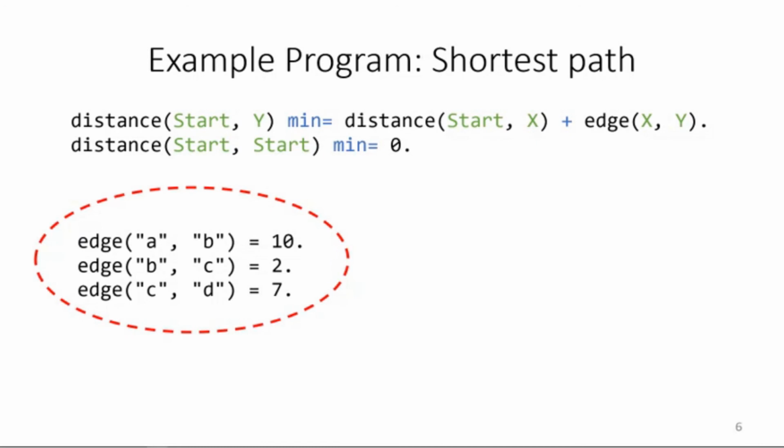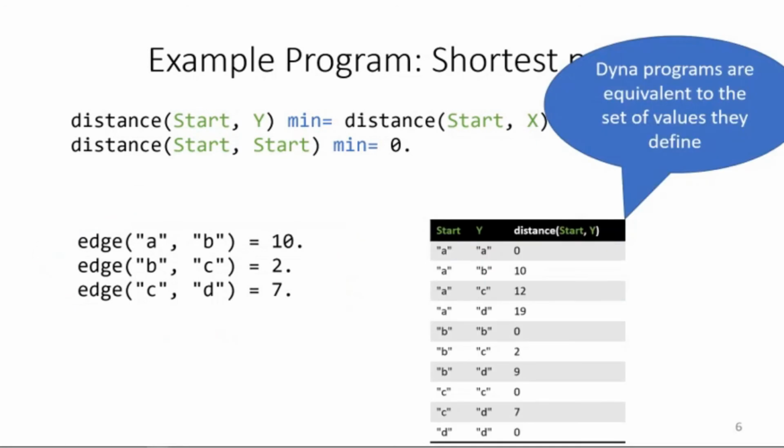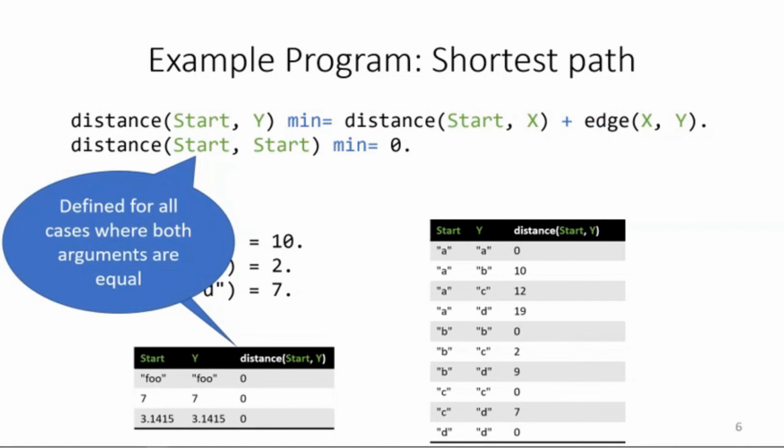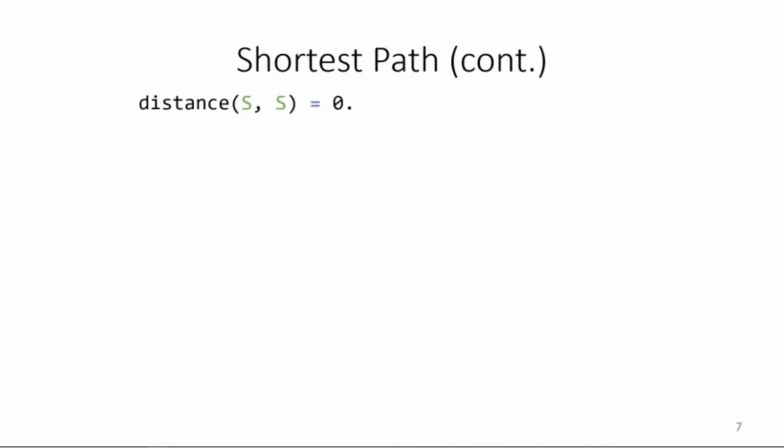This program is going to be combined with a number of edge weight facts, as I have shown here. Altogether, this program can be thought of as equivalent to the possible assignments of the variable start and y and the result of distance(start, y) as shown in this table. However, this program also defines a number of other values because of the second rule. Here, anytime the first 2 arguments are equal to each other, the distance is equal to the value 0. This is regardless if it was using an edge that we define or some other value such as foo or 3.14.